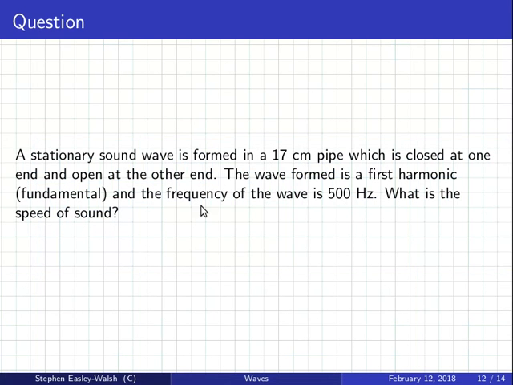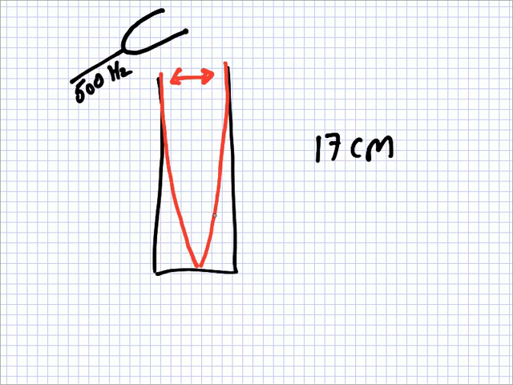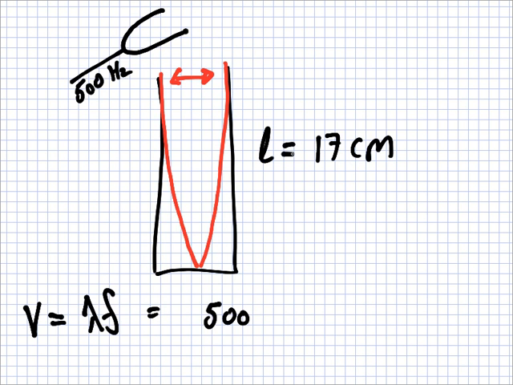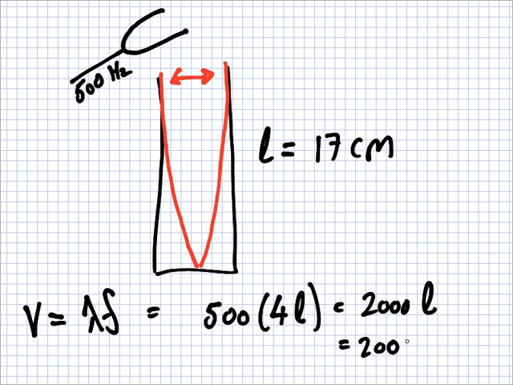And the question is, what is the speed of sound? Okay, well, this is a sound wave. So the speed of the sound wave, we know the formula. What is it? v = fλ, yeah. We know the f, it's 500. And if the pipe has a length of 17, then we know the wavelength. It's 4L. So that is 2000 L, which is 2000 times 17, which is 30.